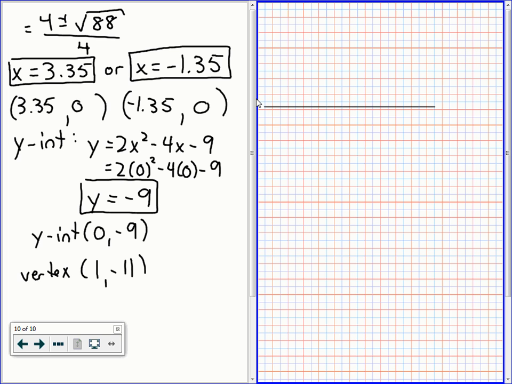I'm going to tell you to make your graph sort of like this, and we're going to actually go all the way to negative 11 on the left. Okay? You have to go to negative 11, and I'll show you why in a little bit here, okay?